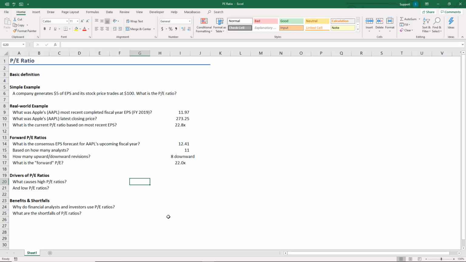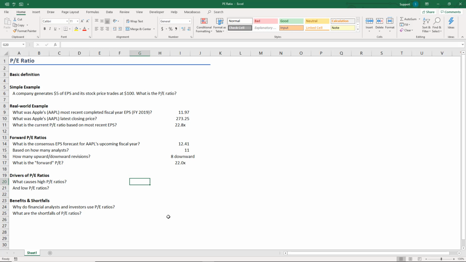You might be willing to take a lower return. If I flip it, 1 over 20 is 5%. I'd be willing to take a lower return because I have more stability or more growth. But if I had higher leverage, choppier earnings, lower growth, I would need a higher return to compensate for that. Maybe the price to earnings ratio would be 10 times, and if I flip it, 1 over 10 would be 10%, a higher return than the 5%.